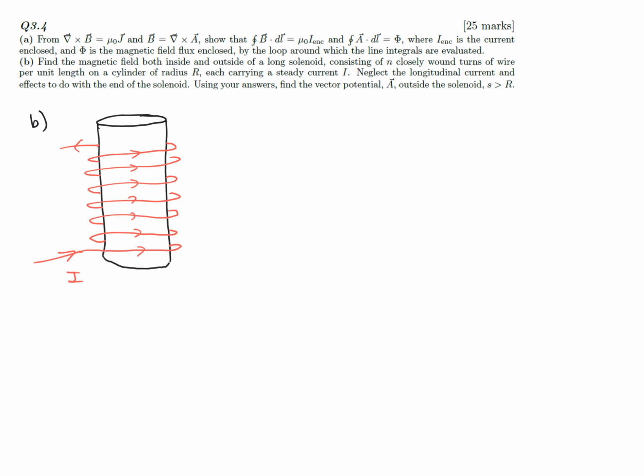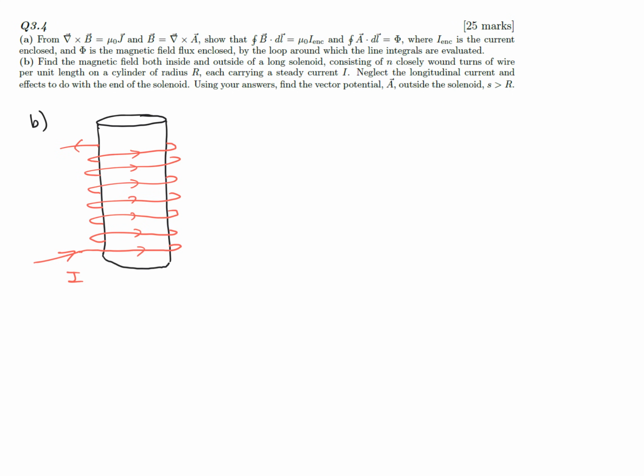Now, the question tells us that we're to assume that the solenoid is infinitely long, so we're not considering any edge effect. The magnetic field resulting from this current flowing will be a bit different if we're looking down here at the edge rather than in the middle, but we're just interested in the bulk effect rather than the edge effects. We're also told to neglect the longitudinal current.